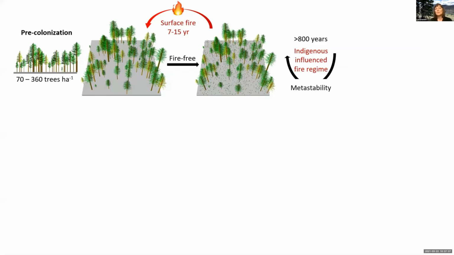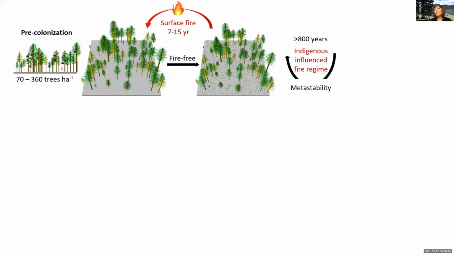So Greg has produced this really beautiful infographic to summarize his findings for the Rocky Mountain Trench. His reconstructions of both fire and the history of the forests have allowed him to reconstruct what we think the pre-colonization forests looked like. His 20 sites ranged in density from 70 to 360 trees per hectare, and they were dominated by ponderosa pine and western larch.